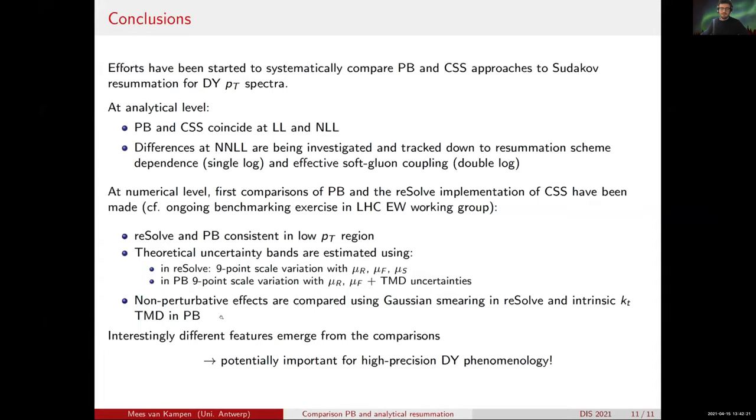The non-perturbative effects are compared, and we see that in CSS, a Gaussian smearing can be used, and in parton branching, we have the intrinsic kT that is subject to perturbative evolution. So I think these are interesting features that are potentially important for high-precision Drell-Yan phenomenology.